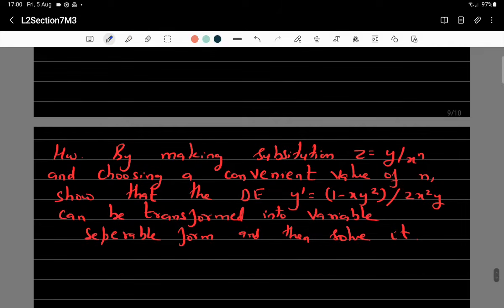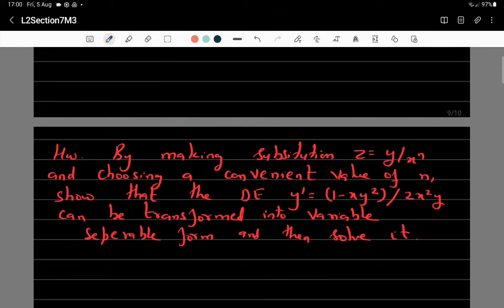So last question, very interesting question. It says that by making this substitution, z is equal to y by x raised to the power n, and choosing a convenient value of n, we need to show that the given differential equation can be reduced to variable separable, and then we need to solve it. So we need to find the value of n for which the given equation can be reduced to variable separable.